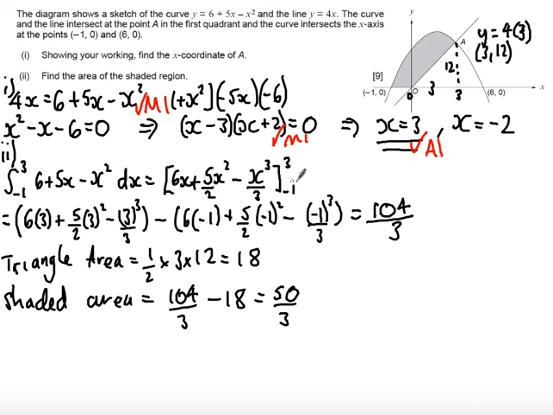Part 2. There is a standalone mark here for demonstrating the correct integration. There is a standalone mark here if you have demonstrated the correct substitution. Remember, don't evaluate anything in the substitution stage. And then there is a method mark for doing the area of a triangle, or alternatively integrating. There's a method mark for subtracting the two areas, and finally an answer mark if we got to 50 over 3.